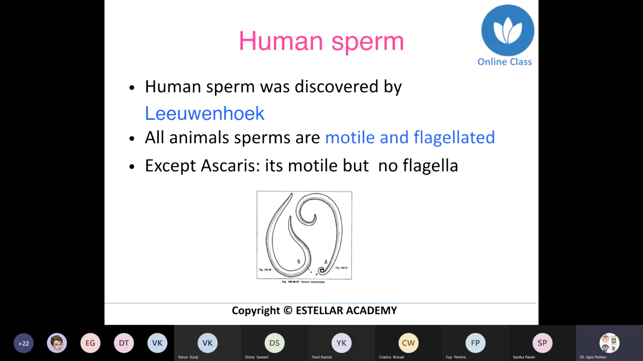Human sperm was first discovered by Leeuwenhoek. All animal sperms are motile. Motile means they show movement, and they show movement with the help of flagella. So they are flagellated. Some are also motile, but they do not have flagella. They move by the process of pseudopodia, how the amoeba moves, something like that. Got the point?